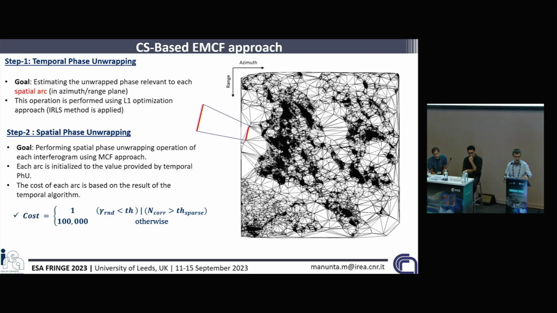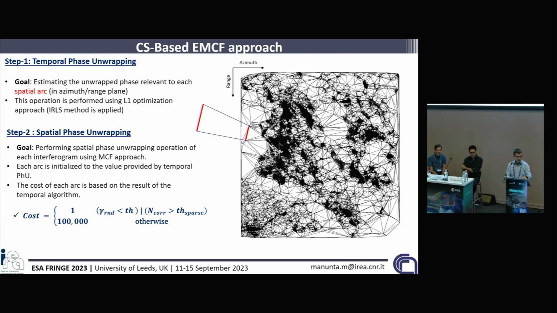We assign 1 to the arcs where we are not confident on the quality of the solution, and we assign a very large cost, 100,000, to the arcs where we are confident on the solution. To decide if the solution is good or not, we use two different check functions. In particular, we use the temporal coherence, which here I call gamma, and the number of corrections that represents the sparsity of the vector.